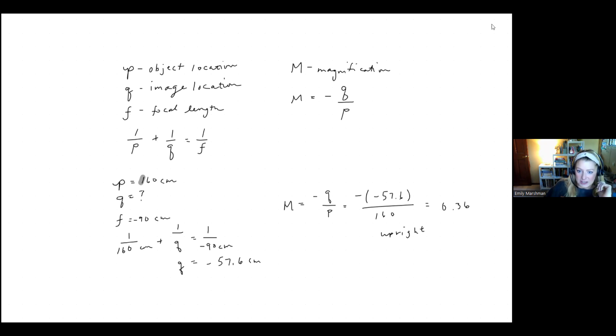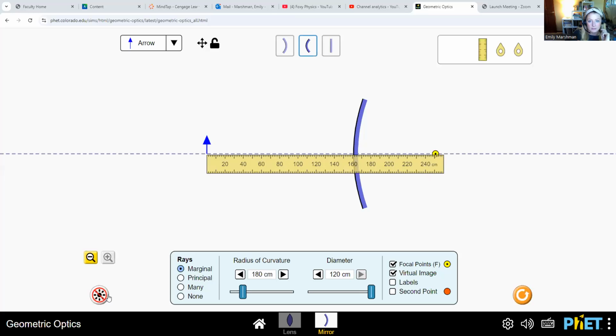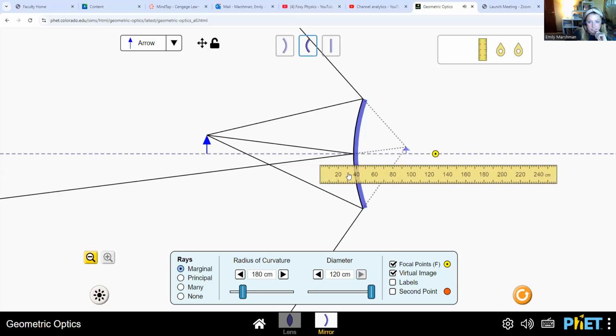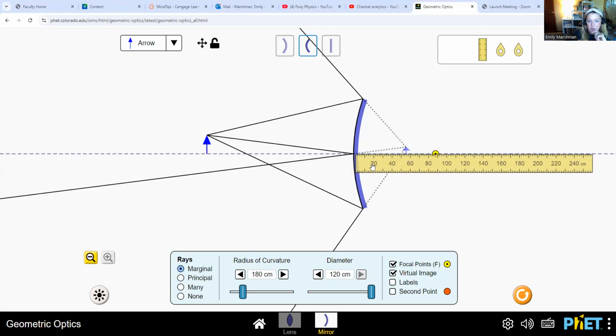So let's check our prediction and see if it matches the simulation. Turn the light on. We are behind the mirror by about the amount that we predicted. The object is upright, but it's smaller by about 1/3. So originally the object was 20 centimeters tall. Now it's a little bit less than 10. So it's decreased by, it's like a third of the original size.